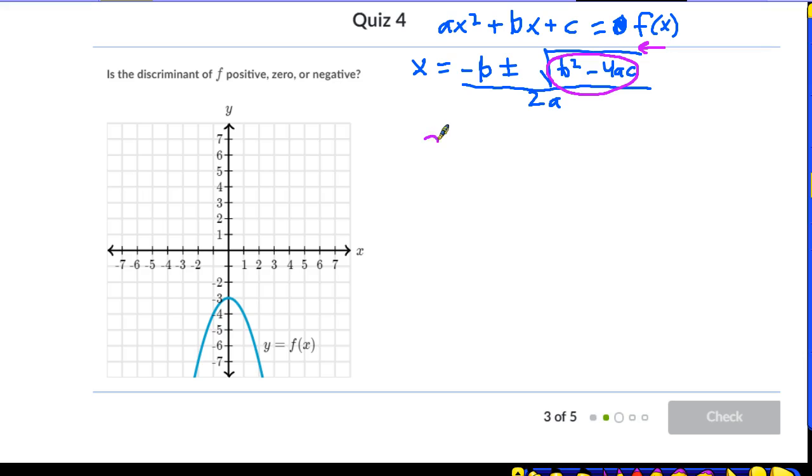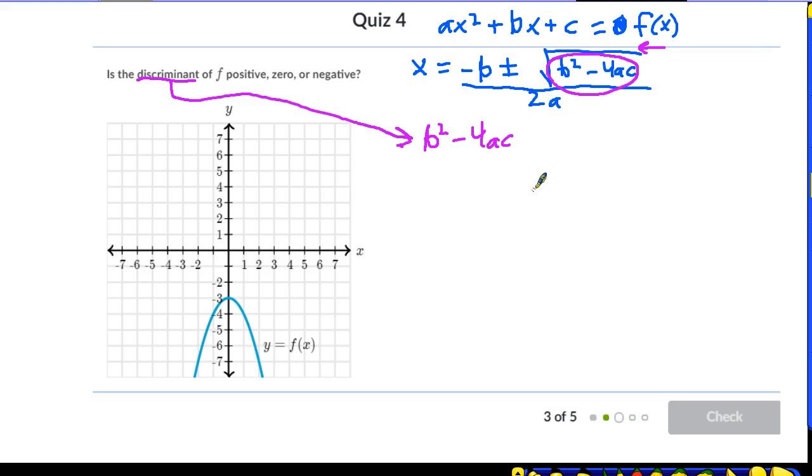So I'm going to write that out separately, b squared minus 4ac. And all we're trying to figure out is, for this graph, is this guy going to be positive, 0, or negative? Again, the discriminant is this guy right here. Now, this is one of those lateral thinking types of problems because we don't necessarily know what a, b, and c are for this function.